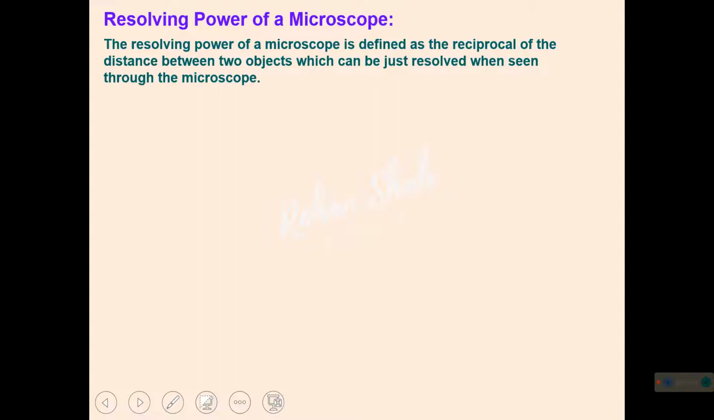a microscope? So the resolving power of a microscope is defined as the reciprocal of the distance between the two objects which can be just resolved while using the microscope. तो दो ऑब्जेक्ट की जो इमेज फॉर्म होती है उसको जब हम जस्ट रिसॉल्व कर पाते हैं तो वो जो डिस्टेंस होता है, उसके रेसिप्रोकल को हम लोग बोलते हैं रिजॉल्विंग पावर ऑफ माइक्रोस्कोप. So it is defined as the reciprocal of the distance between two objects. It is the reciprocal. It is defined as the reciprocal of distance between two objects which can be just resolved when seen through the microscope. Yes, this is the objective length.